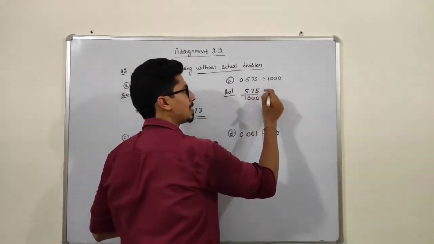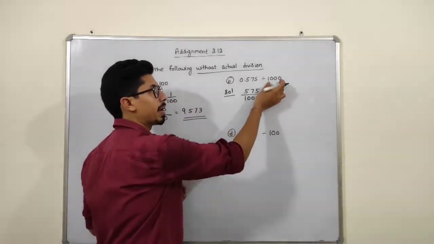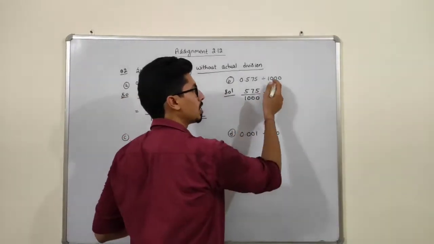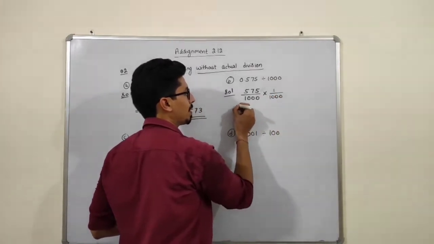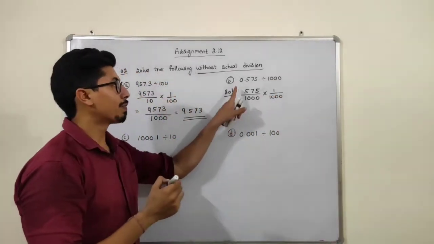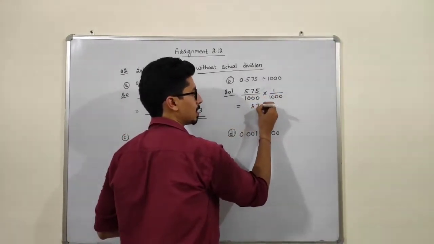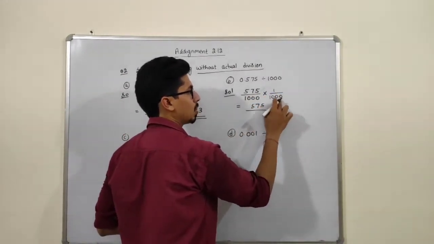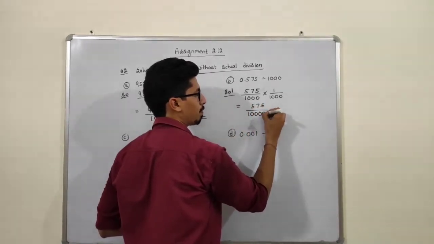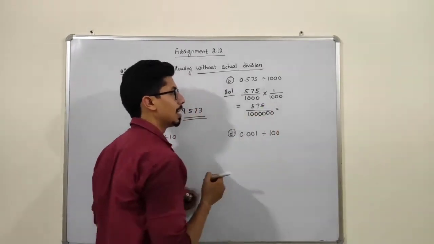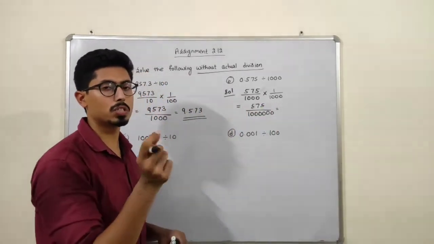So if I just replace the division sign with the multiplication sign, the number after it will get reciprocated. So 1000 will become 1 by 1000. Okay. So if I just multiply these numbers, 575 multiplied by 1 will be 575 as it is, upon 3 zeros and 3 zeros, that is 6 zeros. 2, 3, 4, 5 and 6 zeros are here. That means I have to put the decimal before 6 digits.